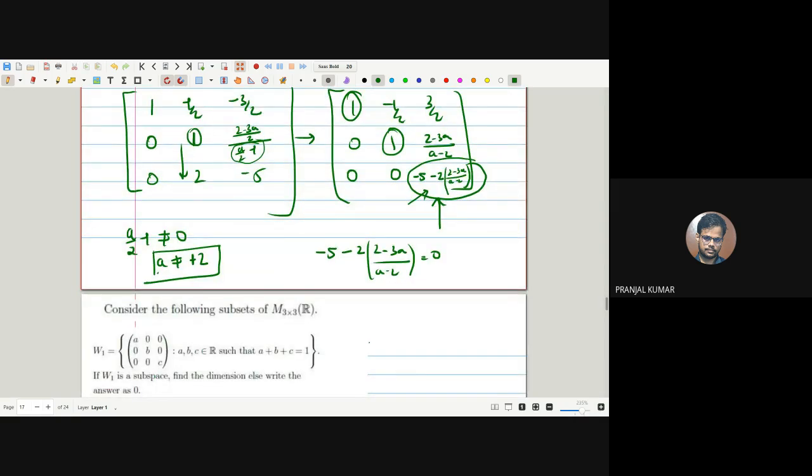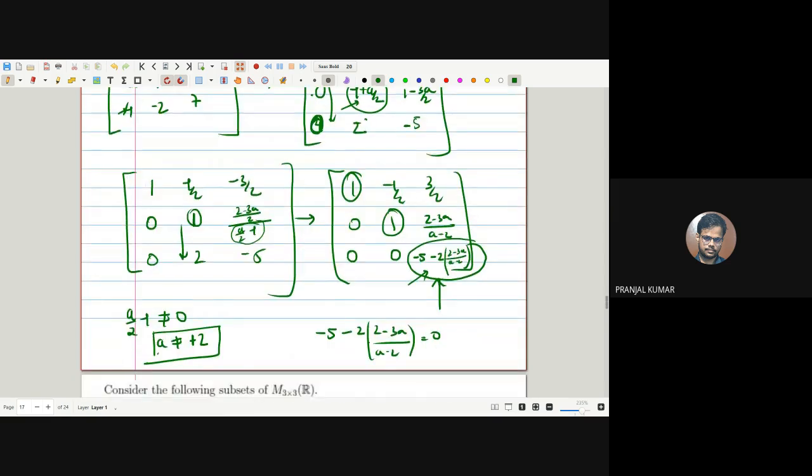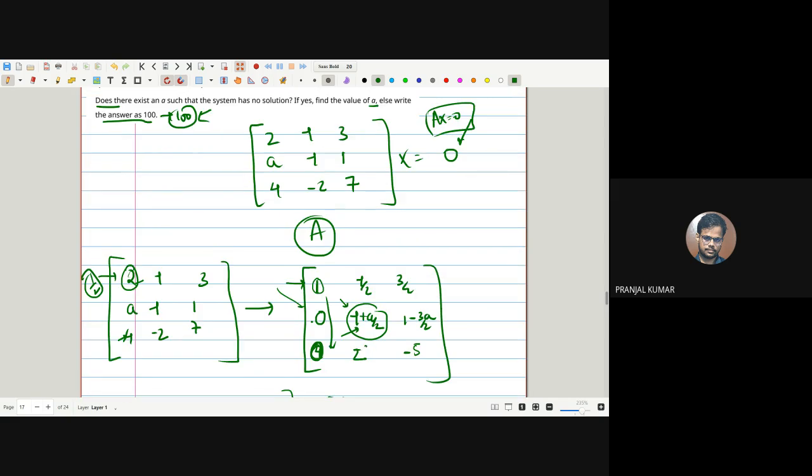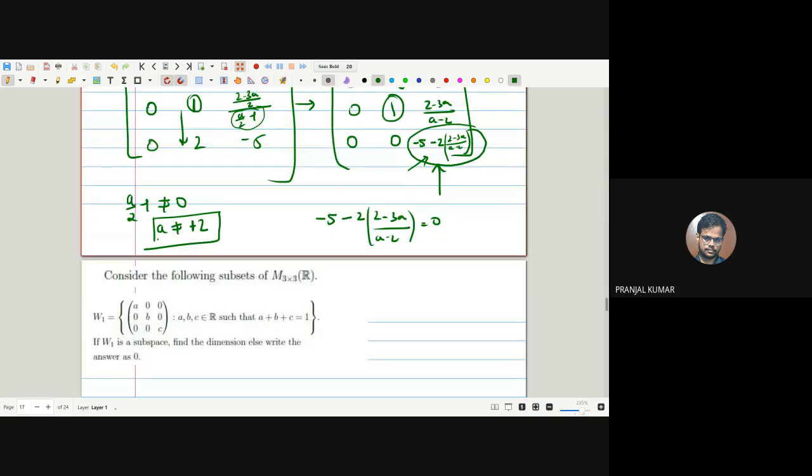Then only it will have a free variable, right? Because if it becomes 1, if it is a non-zero quantity, then there will be no free variables. In that case, you won't have infinitely many solutions, but a unique trivial solution. So in that case, it has to become 0, because it is asking for infinite solutions. For what value of a does the system have infinite solutions? So this will become 0.